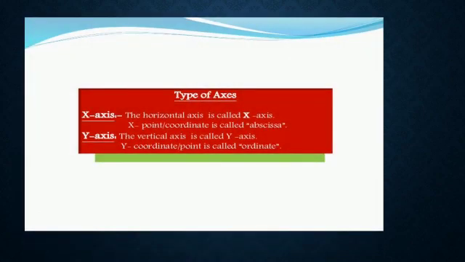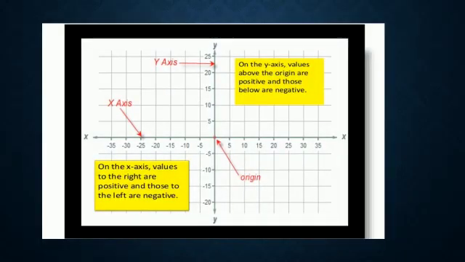Types of axis. There are two types of axis, one is x-axis and the other is y-axis. The horizontal axis is called x-axis. X coordinate is called abscissa. The vertical axis is called y-axis. Y coordinate is called ordinate. In the graph, x-axis values to the right are positive and those to the left are negative. Y-axis values above the origin are positive and those below are negative.